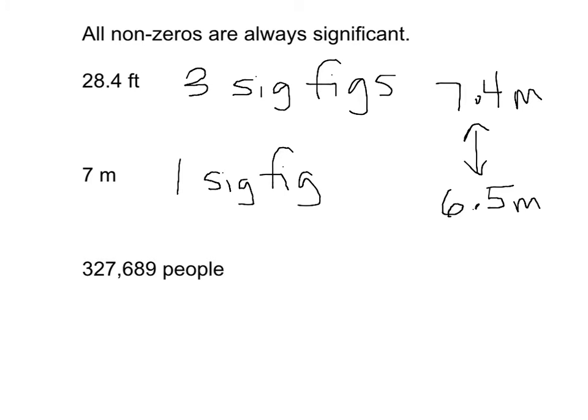This last number you'll see on here, this would be like an example. If I asked you the population of Omaha, and they do a census and they go around door to door and they count people, and they say there's 327,689 people that live in Omaha. So because all of those digits are non-zeros, this one would have 6 sig figs.